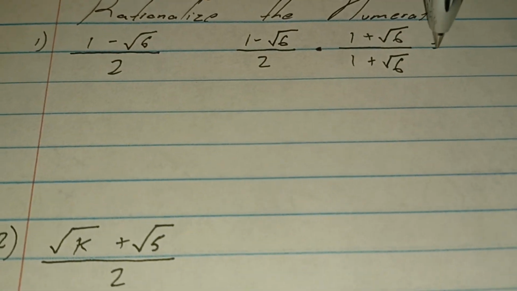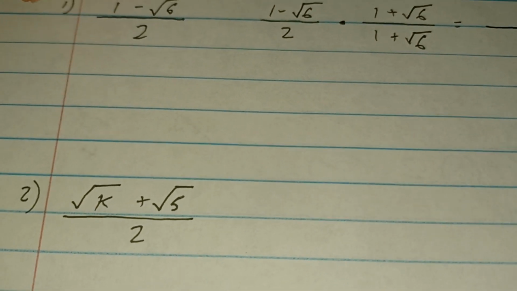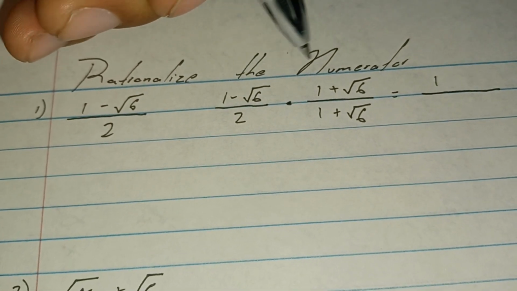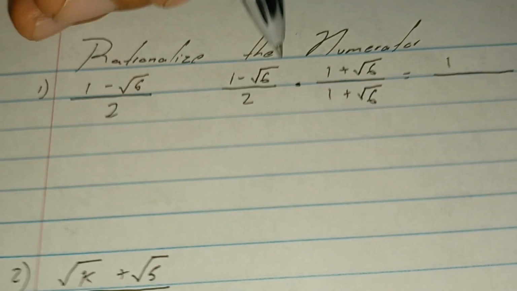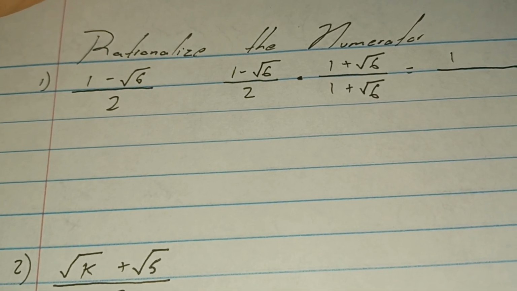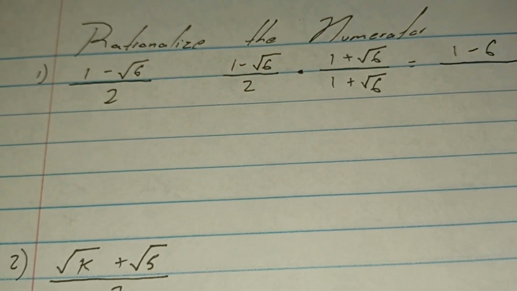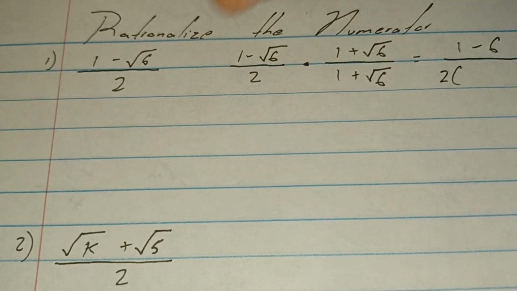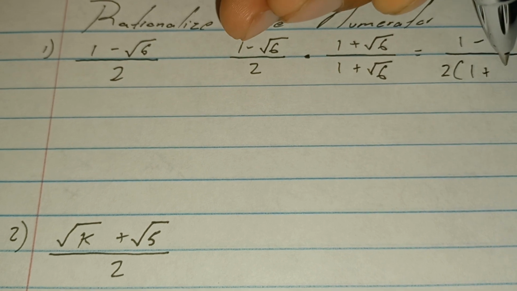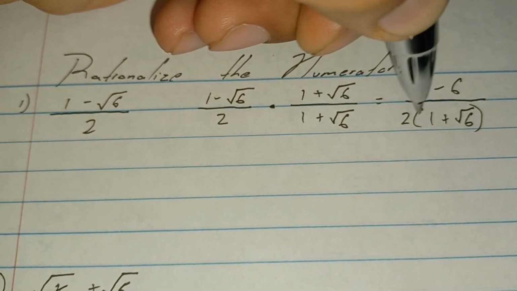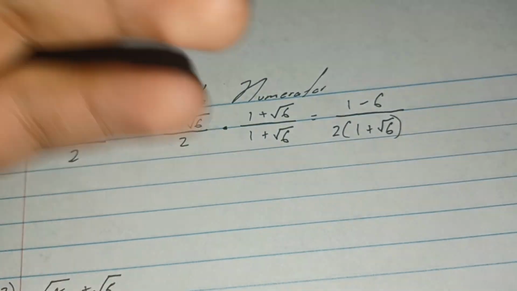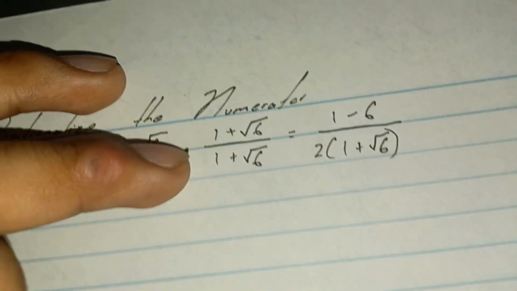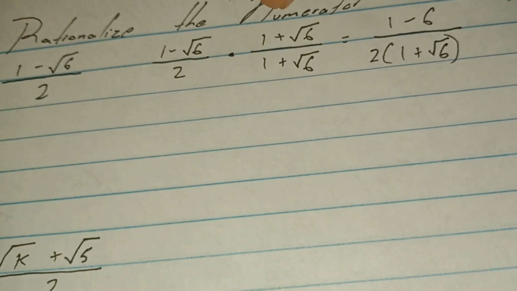This in turn is going to give us, what is this going to give us? Let's see. 1 times 1 is obviously 1. The square root of 6 times negative square root of 6, these square roots are going to cancel each other out, so that's just going to give us a negative 6. Good. Now this one, we just multiply them together. So 2 multiplied by 1 plus the square root of 6. You can distribute it, but in this case, we're just going to leave it like this because that's usually how we leave it in algebra. But nevertheless, let's just keep going on.